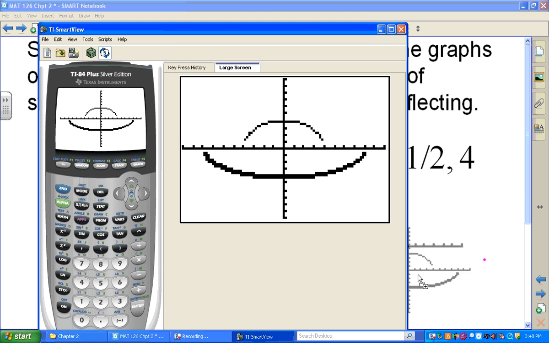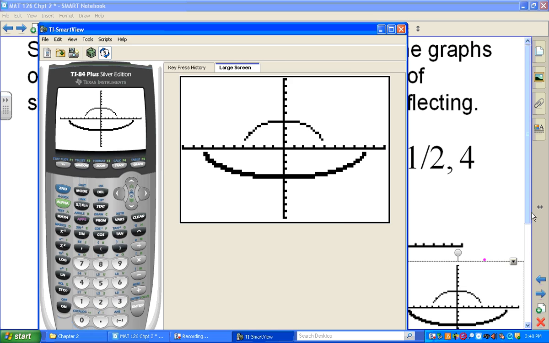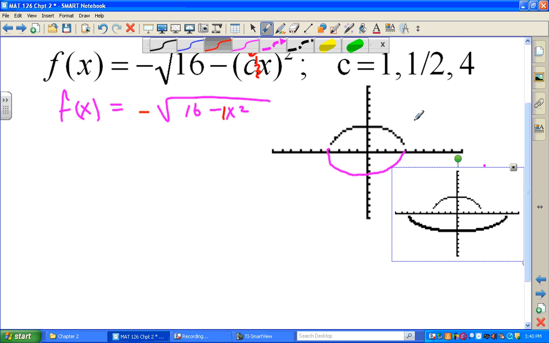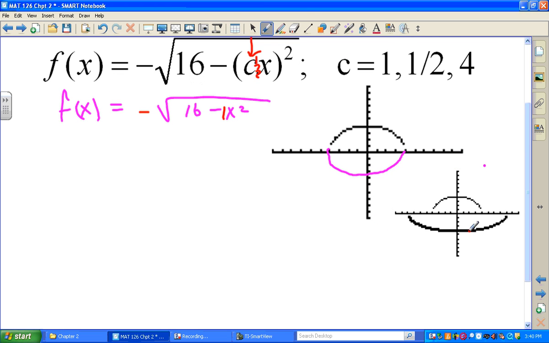Nice. I like that. I knew there's no way I could compress it. Yeah, it is wider. What happens if you put a 4 in there? It's going to stretch it, make it skinnier.